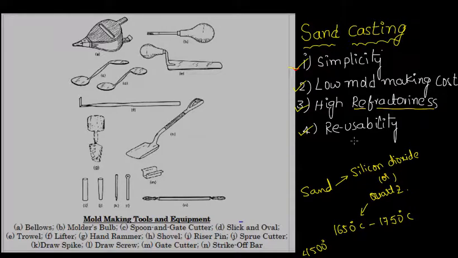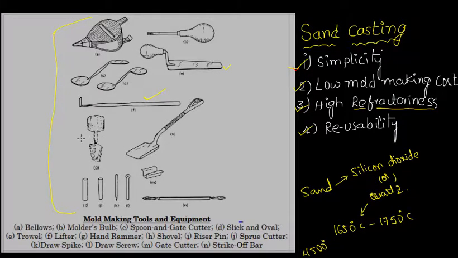So what are the supporting tools required to do sand casting? These are the major tools that are required. Okay. The first one is bellow. Bellow is nothing but blowing of air to remove loose sand. Okay. And these are gate and sprue cutters. This is trowel. This is trowel and this is lifter to lift the pattern material out of the sand.